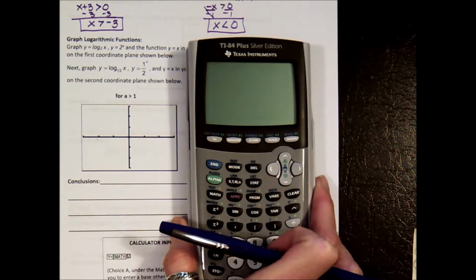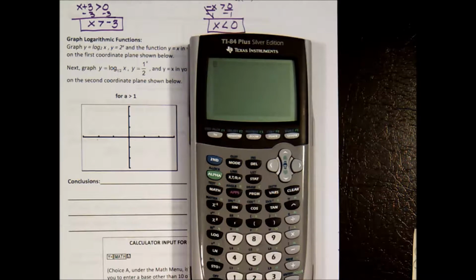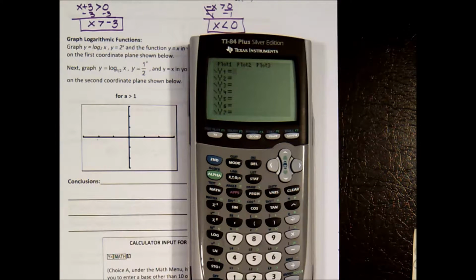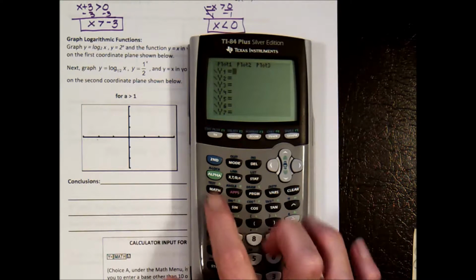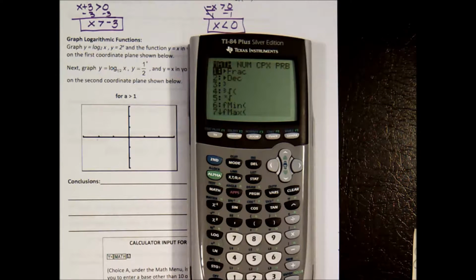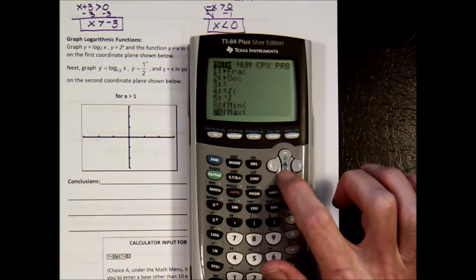I'm going to move my graphing calculator over, turn it on. We first want to enter y equals log base 2 of x. Now your graphing calculator comes programmed with log base 10 and log base e automatically. So to change that base to base 2, I'll show you how you do that. We're going to go into y equals, and then go to our math button, which is right here. You hit math, and scroll down.